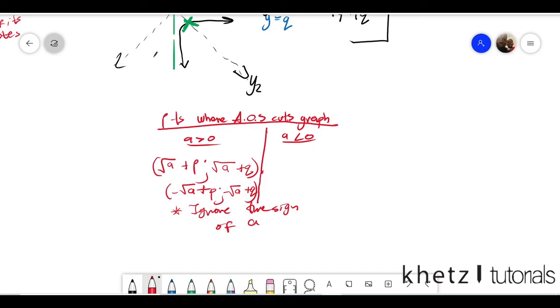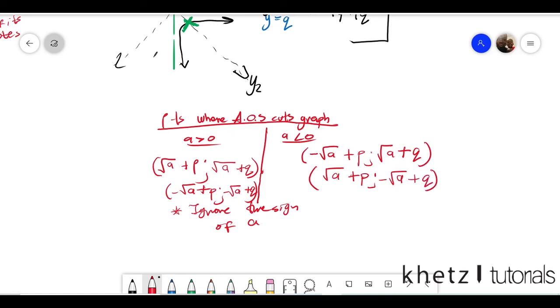So basically just change the sign of the answer which you get after computing the square root of a. So now when you have a less than 0, the 2 points where the axis of symmetry intersects the graph are negative square root of a plus p, and the x coordinate would be square root of a plus q. And here you'd have the other point would be square root of a plus p. The other point would be negative square root of a plus q.